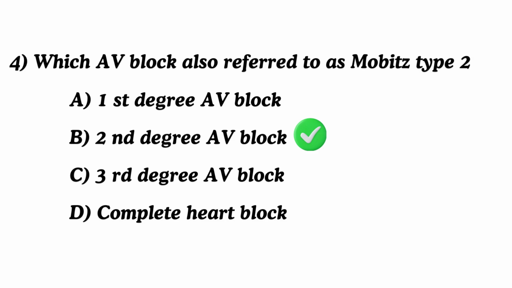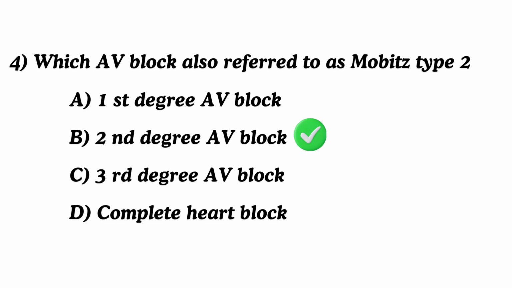In second degree AV block, only some atrial impulses are conducted to the ventricles. There are two types of second degree AV block. Type 1 second degree AV block, also known as Mobitz type 1, is almost always a disease of the AV node. Type 2 second degree AV block, also known as Mobitz type 2, is almost always a disease of the distal conduction system in between the Purkinje fibers and bundle of His.